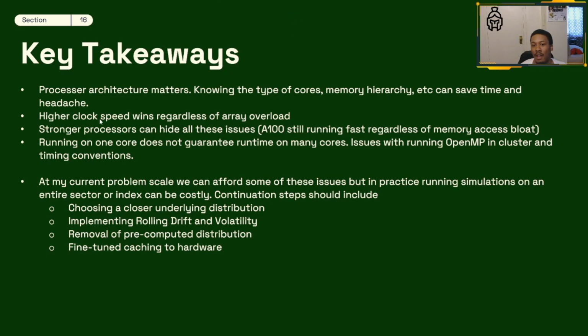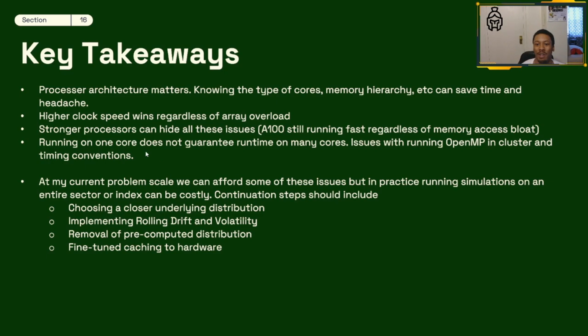Higher clock speed wins regardless of the array overload. We were able to see this demonstrated within the AMD processor versus the commercial Wolver cluster processor. The higher clock speed still wins. That may be due to something with the way AMD handles their memory hierarchy and memory allocation, or otherwise, but in general, the higher clock speed is essentially what I'm attributing to the win on runtime.